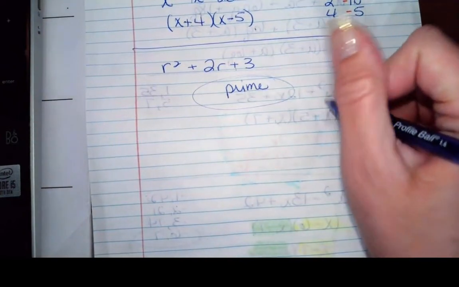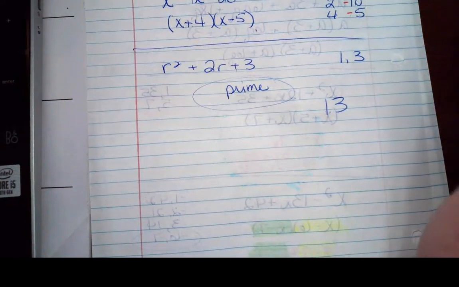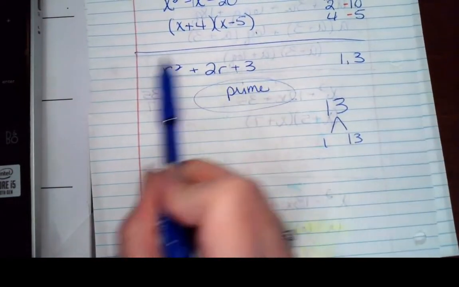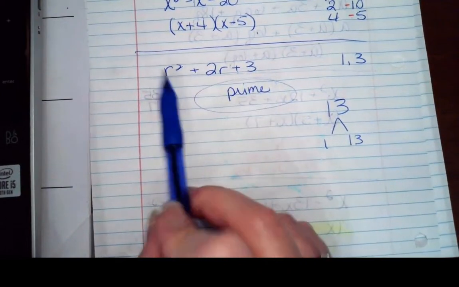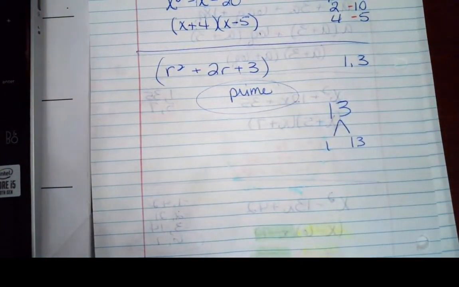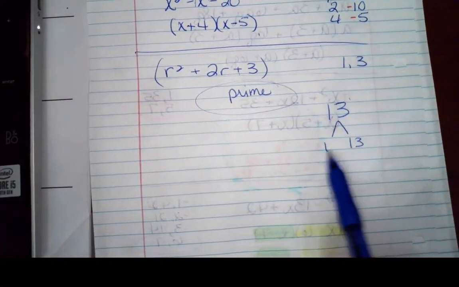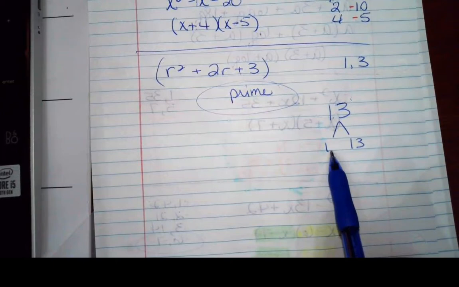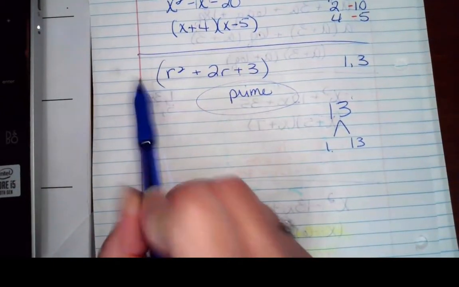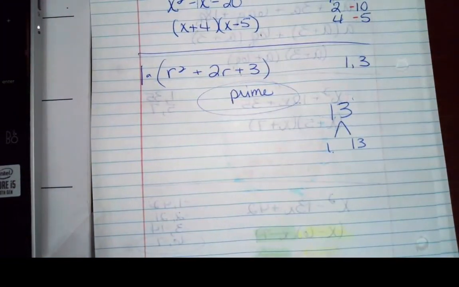So let's look at arithmetic for just a second. Do you agree that 13 is prime? Because its only factors are 1 and itself. So in this case, this is prime because its only factors are 1 and itself. I can break down 13 into 1 and 13, and that's its only factor, so it's prime. I can break down this trinomial into 1 times that, and so that's its only factor, so it's prime.